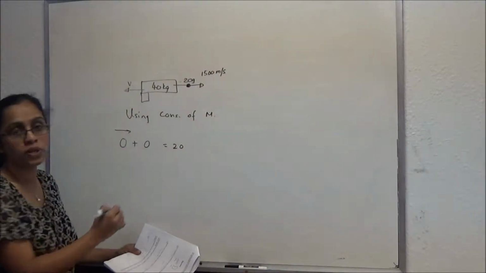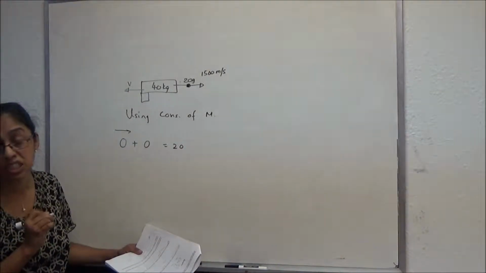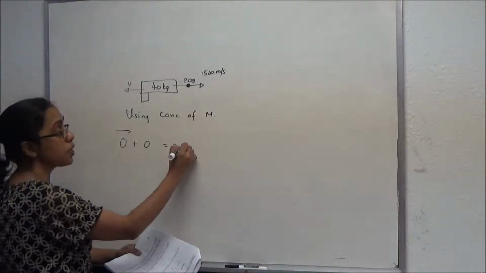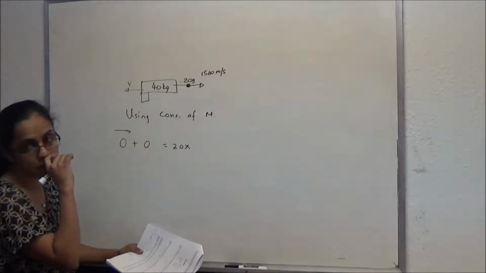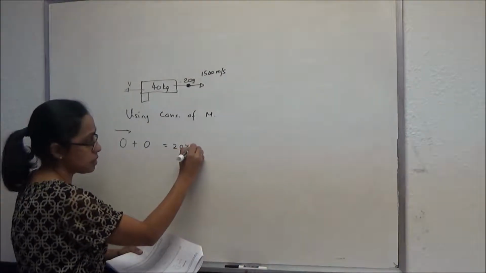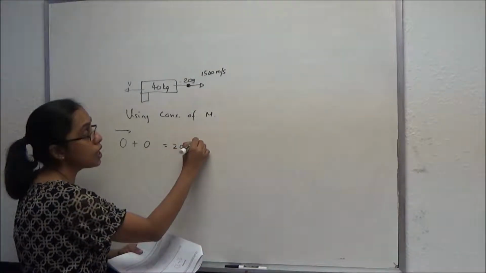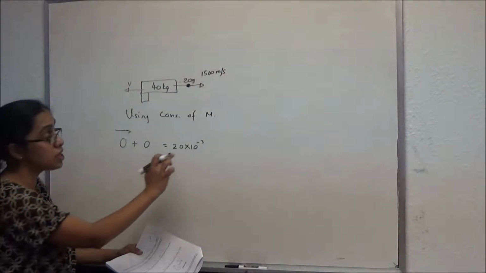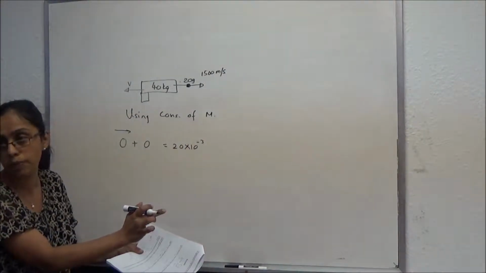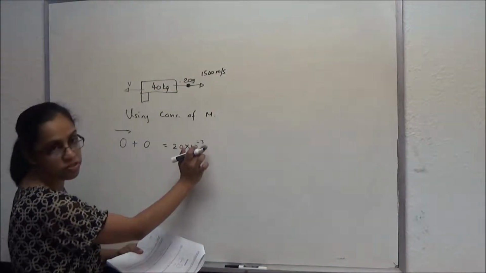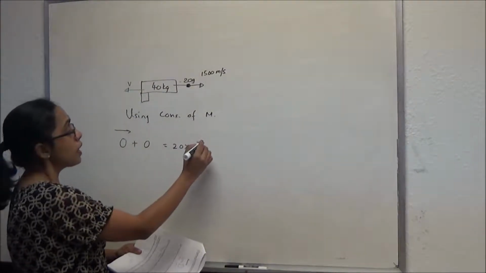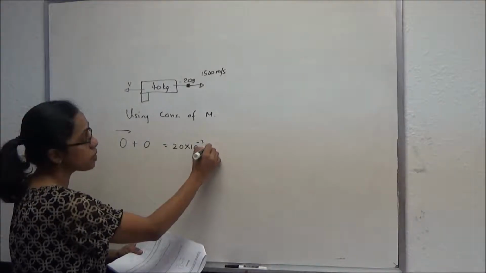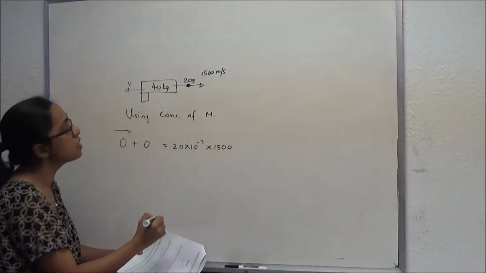The mass is in grams, so let's convert it into kilograms straight away. 20 grams. How do you convert it into kilograms? You have to divide it by 1000, so it should be 10 to the power minus 3. Get used to that straight away. Don't divide it by 1000, but write 10 to the power minus 3. Into that is the mass, and its velocity is 1500.